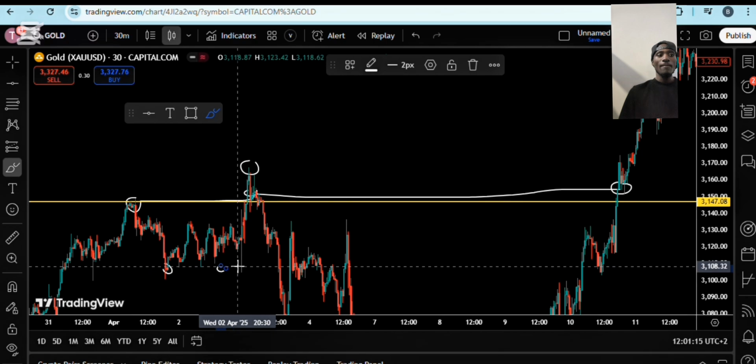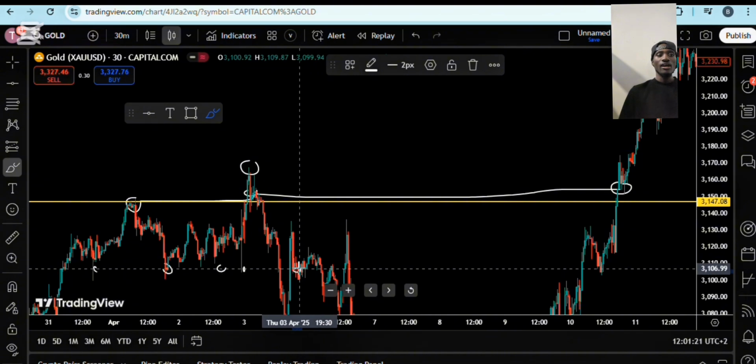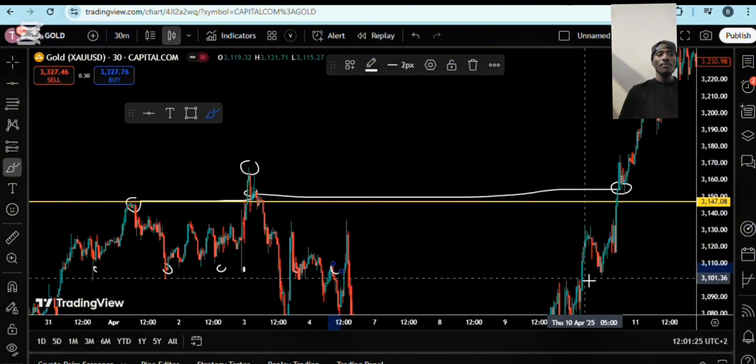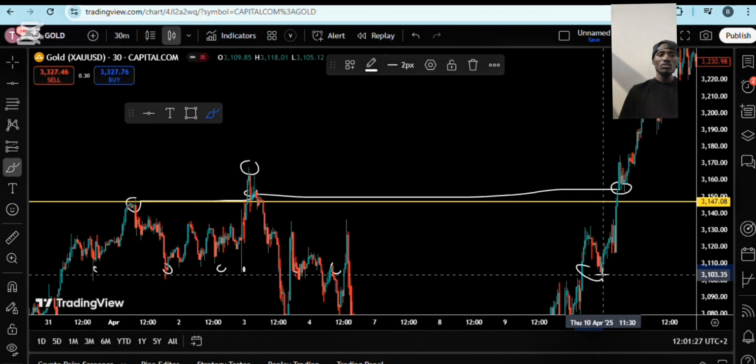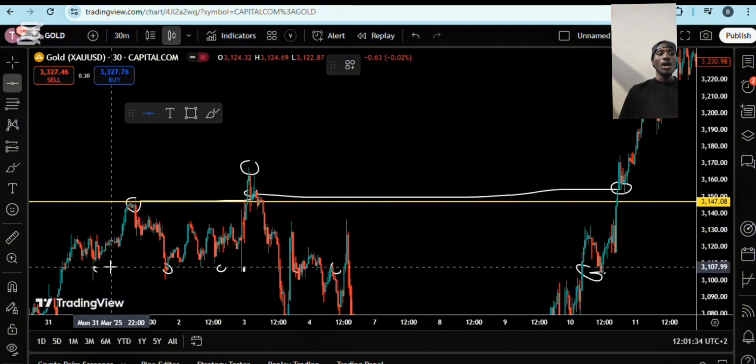I've got this area marked right there, this area marked right there, this area, another area here, and another area to the right here, more to the right here, and actually I have the last one which is here. Now you want to be connecting the dots. You take your ruler, then you underline.